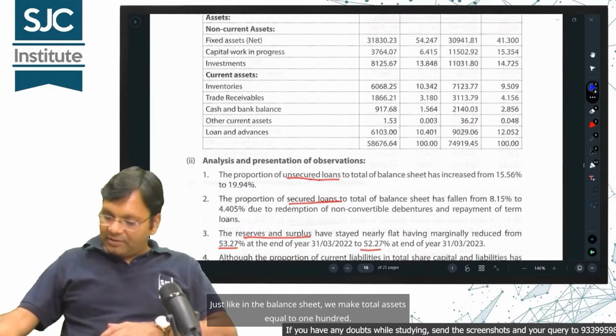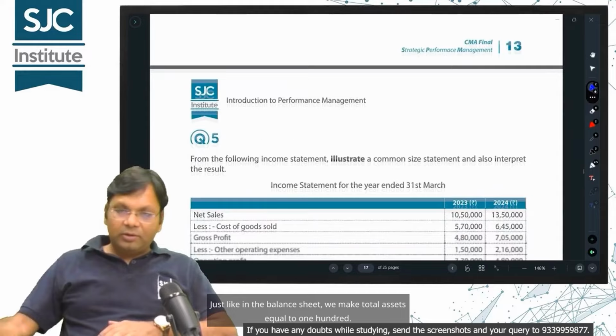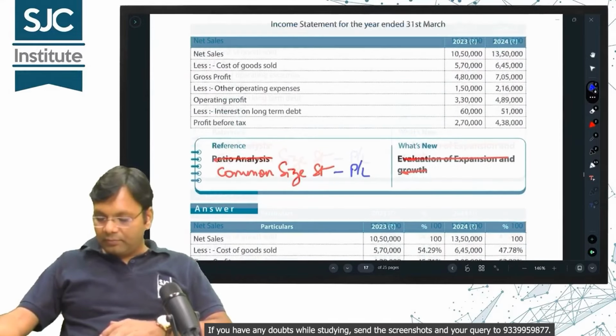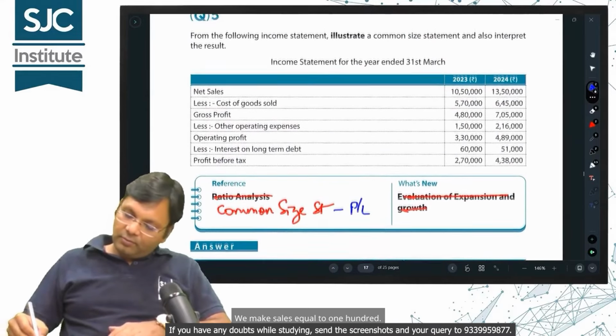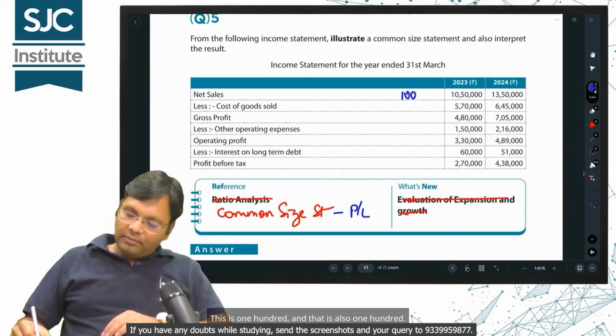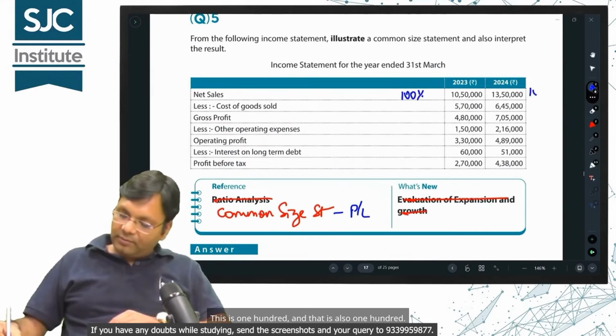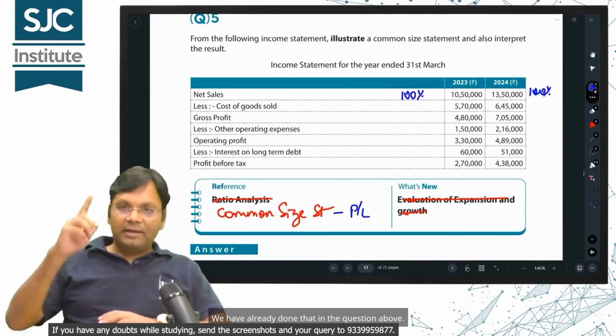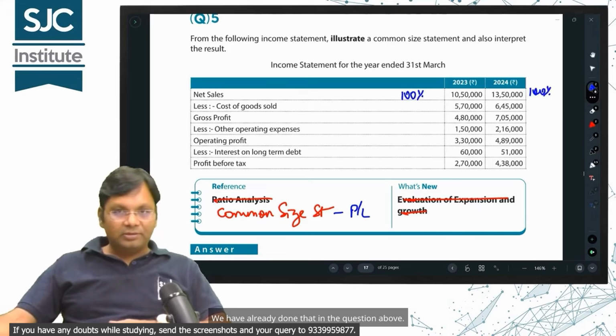Just like in the balance sheet, we make total assets equal to 100. But what will we do in this case? We make sales equal to 100. This is 100 and that is also 100. We have already done that in the question above.